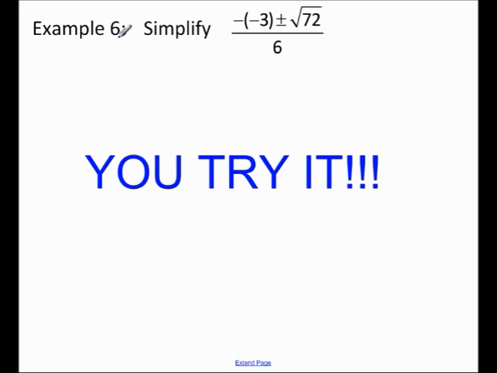Example number 6, give that a try. See if you can simplify that. Make sure you're taking care of that double negative. Make it positive. Make sure you're taking care of what that 72 is going to break down into, and then make sure we're taking care of that 6 and simplifying that fraction.